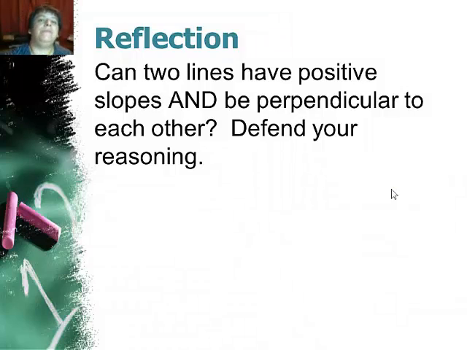So the reflection for you today is, can two lines have positive slopes and be perpendicular to each other? If you can't quite remember, it was one of the first videos where I showed you the lines rotating. So that might help give you some ideas for this answer.